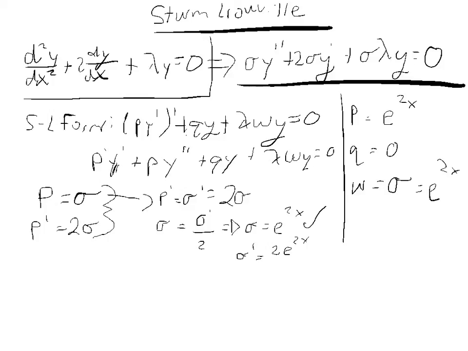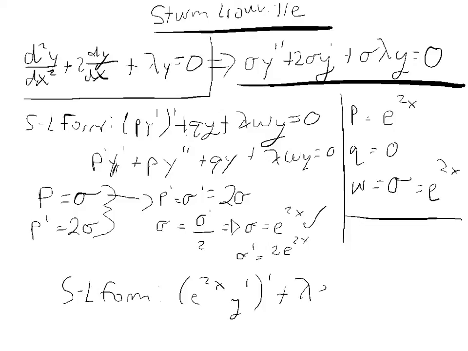So now we can write our entire Sturm-Liouville form out using the format here. So we can rewrite our equation. And that's going to be equal to e to the 2x, which is equal to p, y' this whole thing prime, plus lambda e to the 2x y equals 0. And we're finished. This is our answer.